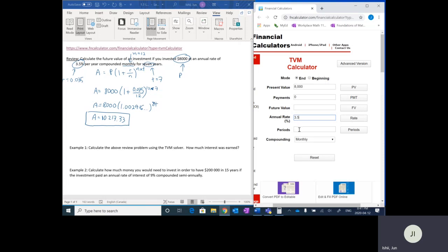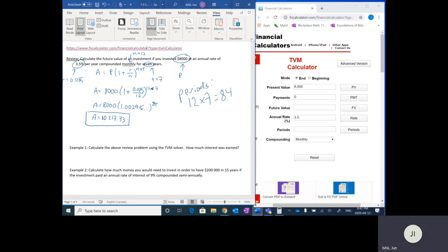All right, so this one here, periods. Periods is the number of times it's going to be compounded over the time value. In this case, since it's monthly, we're compounding monthly for 7 years. That means, I'll just bring it up here, it's 12. So 12 times a year times 7 years is 84. So that's the number of periods.